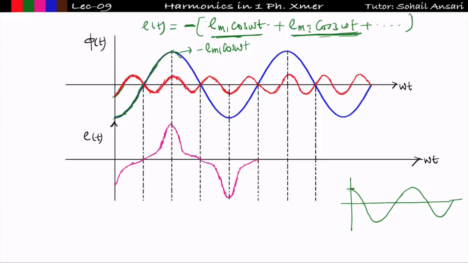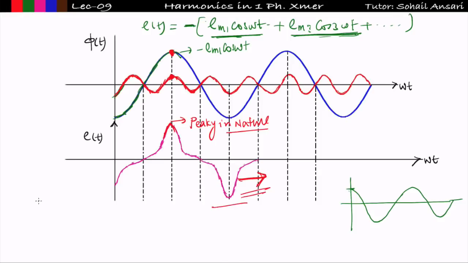So after drawing these two, I want to add these two. If I add these two, see here, this is the fundamental peak and this is the third harmonic peak. The fundamental peak and third harmonic peak are coinciding. That means overall if I add these two waveforms, I will get the waveform of EMF that will be peaky in nature, right? And the waveform of e(t) will look like this, as shown with the pink pen.